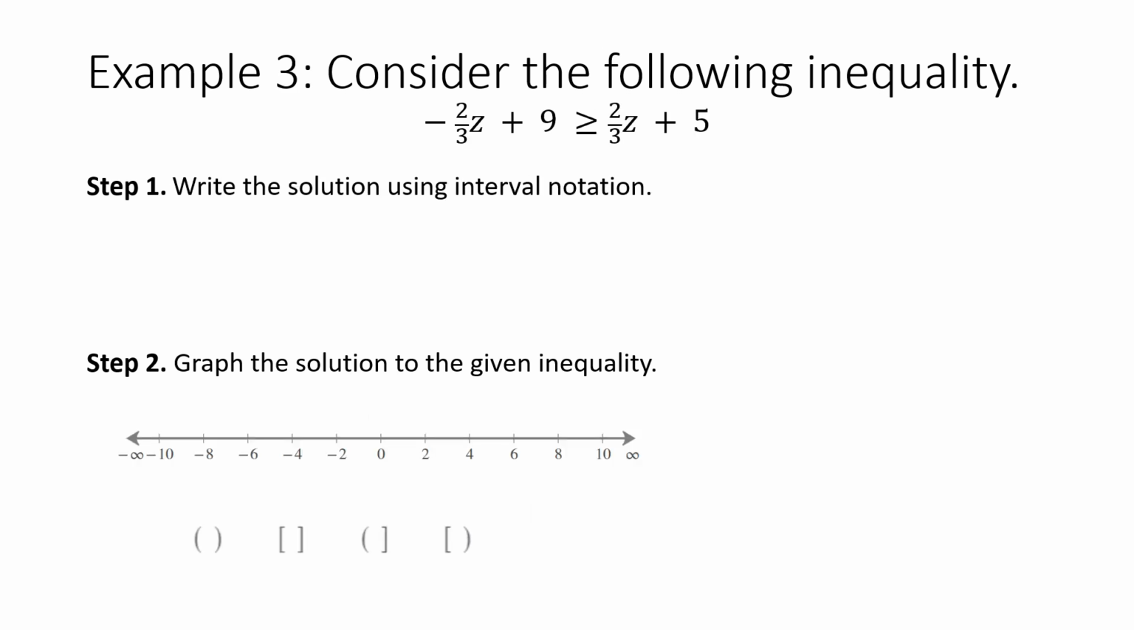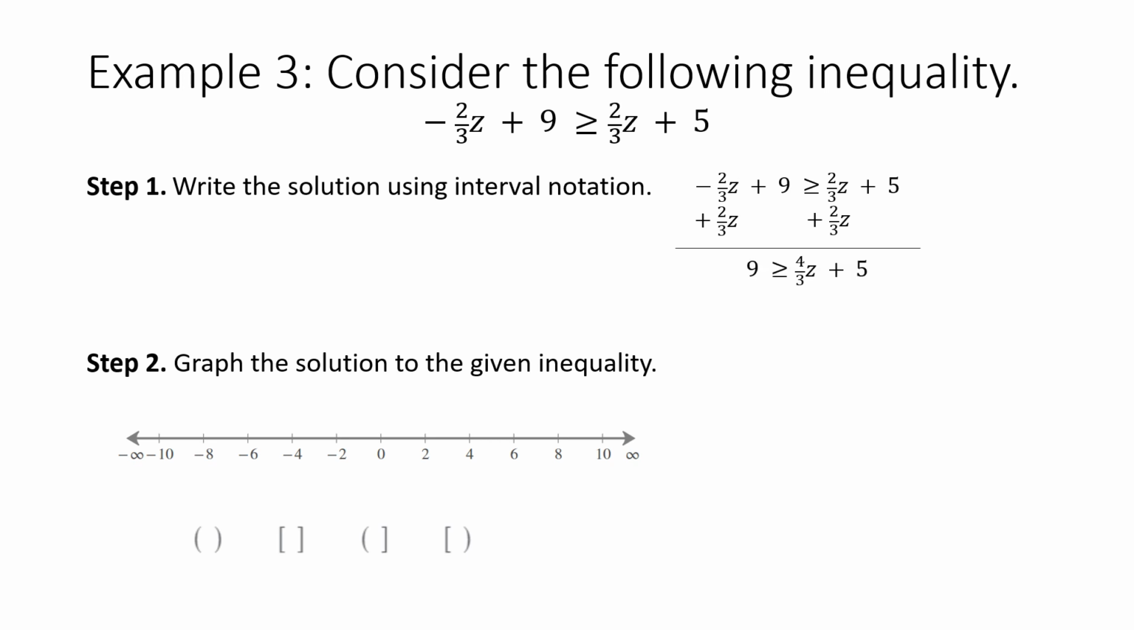Example 3, let's look at one with fractions. Step 1, we're going to write the solution using interval notation this time. So I'm going to solve this inequality like I would a normal linear equation. I'm going to start by moving my variable, the smaller of the two variables. So I'm going to move that negative 2/3 z first. Since it's negative, I'm going to add 2/3 z to both sides. Then I'm going to bring down my 9 and that inequality.